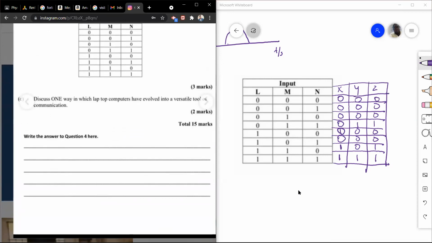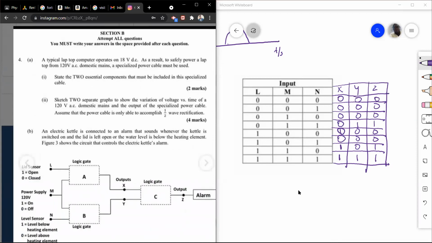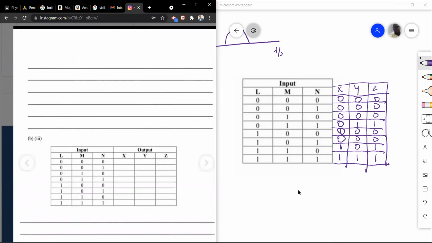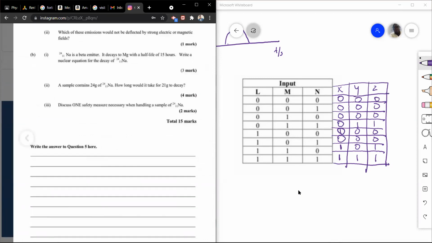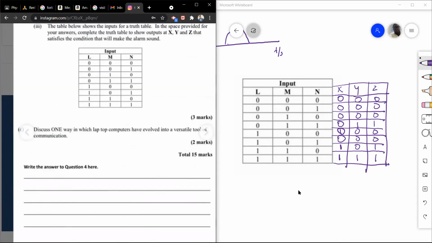All right. Write your answer to question 4 here. What's question 4? Oh, we did all of that already. So we're done. Oh no, we're not done. This last one: discuss one way in which laptop computers have evolved into a versatile tool of communication. How is this even a physics question?